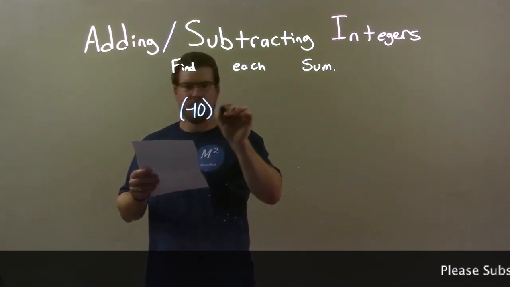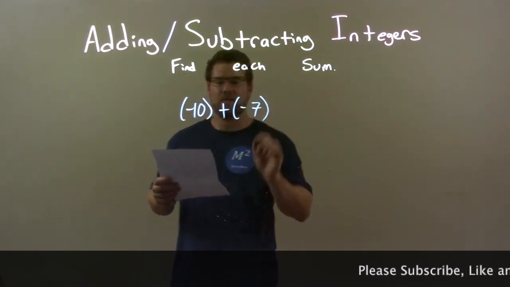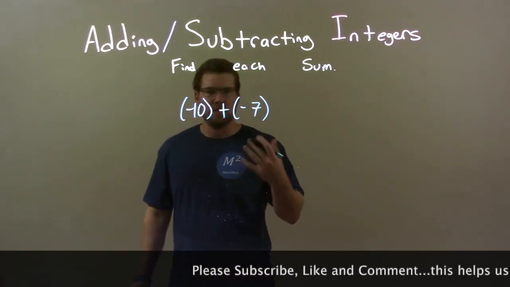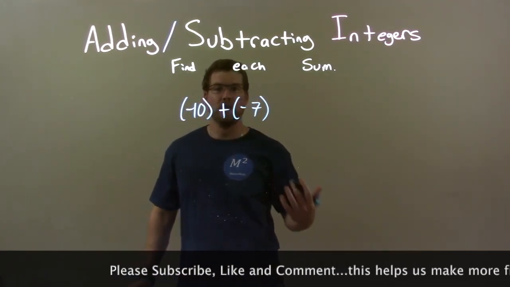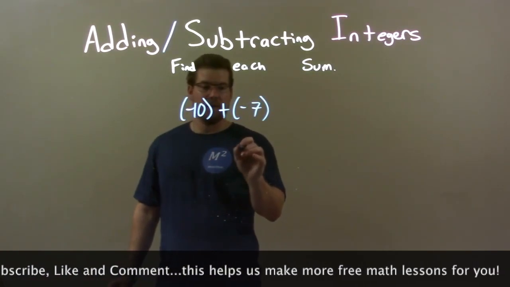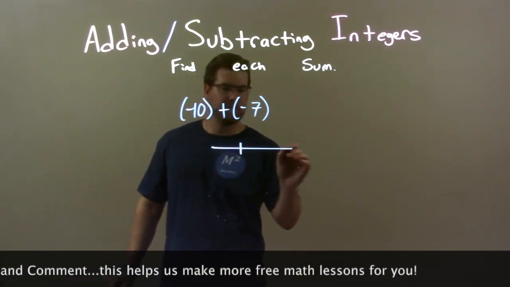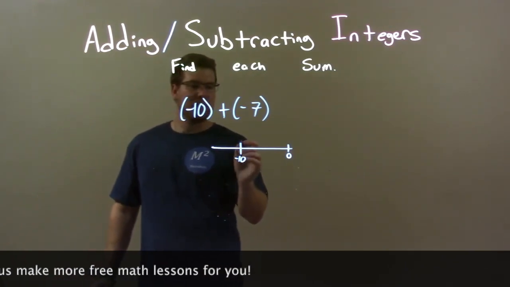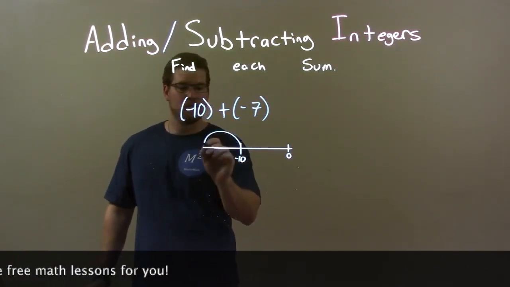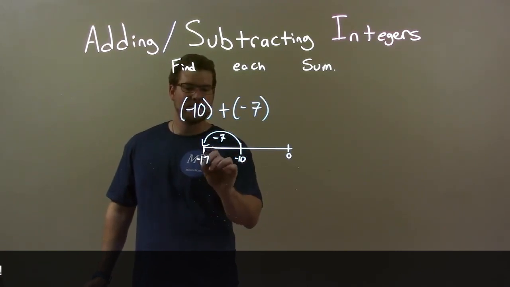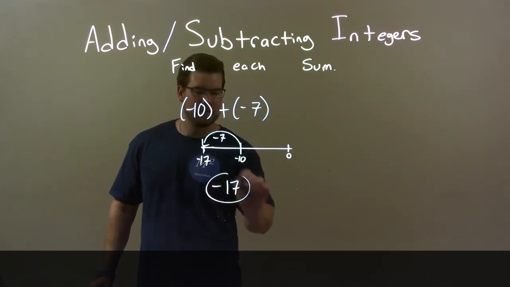Negative 10 plus a negative 7. 10 plus 7 is 17, and if they're both negative, we go more towards the negative direction. Let's see it on a number line. We have a negative 10 here, and here's 0. We go 7 more units to the left. We're subtracting 7 more, and that should give us a negative 17. So our answer here is just negative 17.